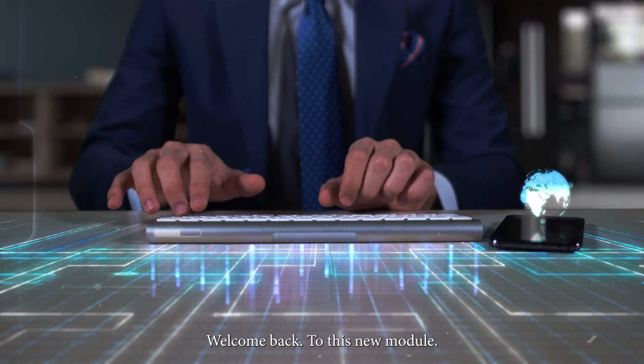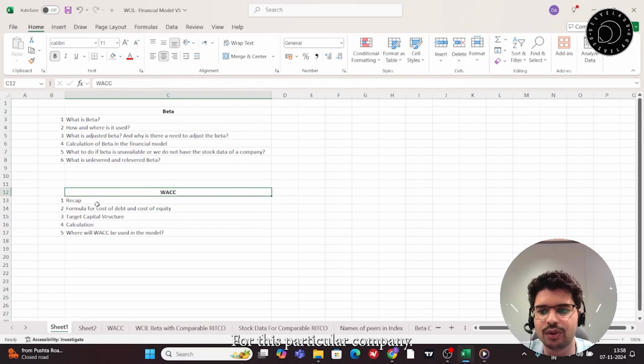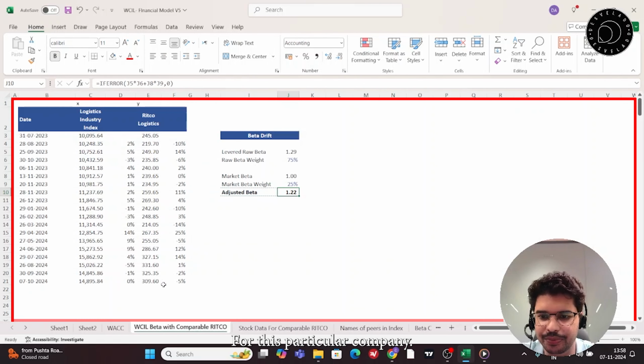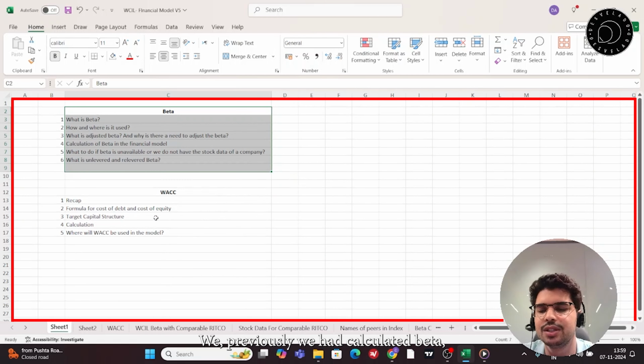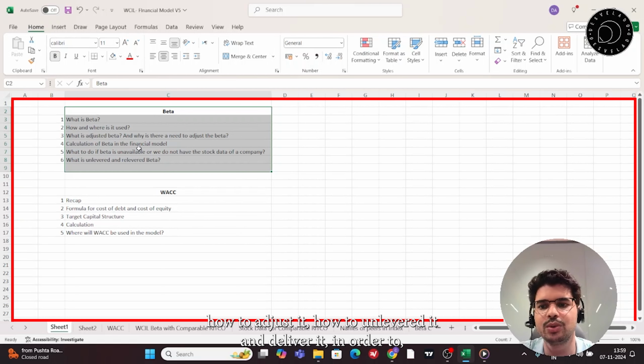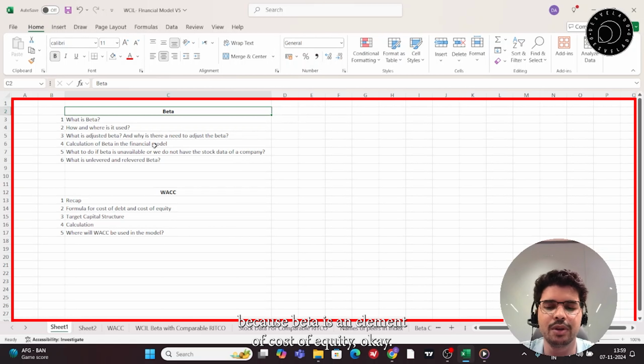Welcome back to this new module where we'll be looking at weighted average cost of capital, or WACC, for this particular company. Just a brief recap here. We previously calculated beta. We went through what beta is, how and where it is used, and how to adjust it, unlever it and relever it in order to use it for our comparable model, to make it more comparable with other companies, and how we can then move on to calculating cost of equity, because beta is an element of cost of equity.